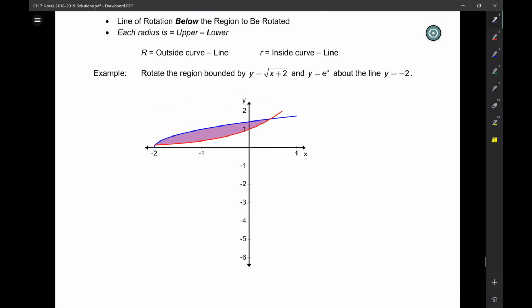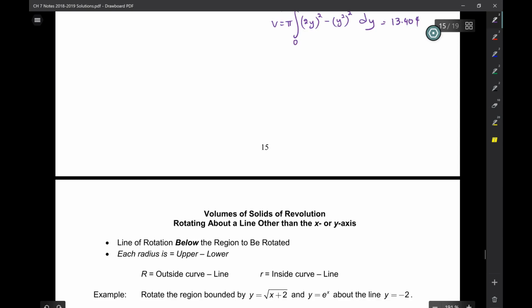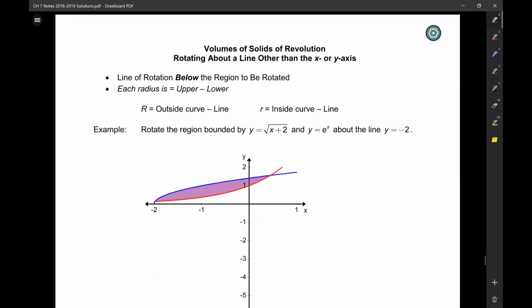Now, this one here, I'm actually not going to do this. We're just going to skip it forever, for good. Forever? Forever. Cross it out. Cross it out.